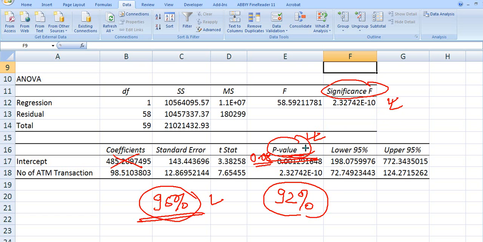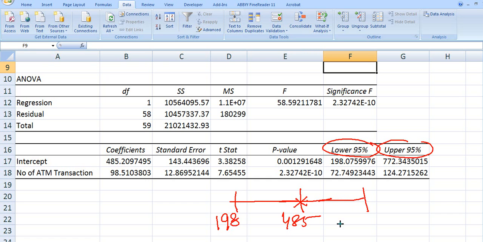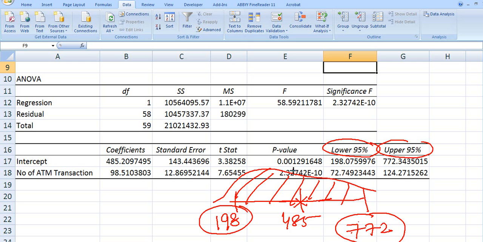Normally, the lower the p value, as low as possible, the better. If you are testing at the 95% confidence level, you want the p value to be lower than 5%. If you are testing at the 99% confidence level, you want your p value to be less than 1%. That is the idea of regression analysis. Okay, and then next you have the confidence interval, the lower 95% and upper 95%. So if this is your coefficient 485, what is the range? We are saying that the lower range is 198 and the upper range is 772. So 95% of the time the value will be between 198 and 772. That is what you can say.